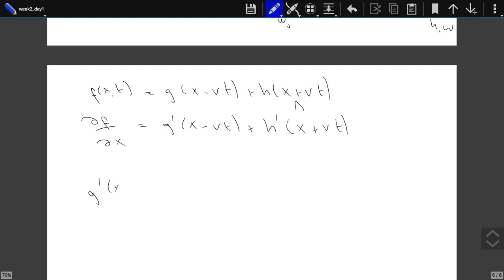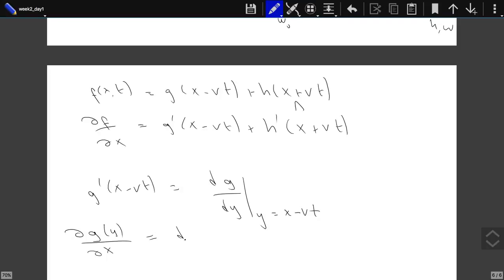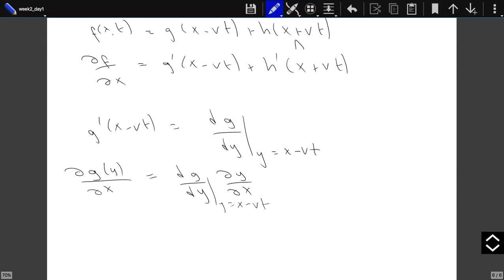This g prime at x minus vt is equal to dg by dy evaluated at y equal to x minus vt. Since g has a single argument, I'm just calling that argument y in this definition. And then just using the chain rule, the derivative of g with respect to x is the derivative of g with respect to y multiplied by the derivative of y with respect to x, where y is equal to x minus vt. So this is equal to g prime at x minus vt. The derivative of x minus vt with respect to x is just 1. So that's how I obtain this relation.